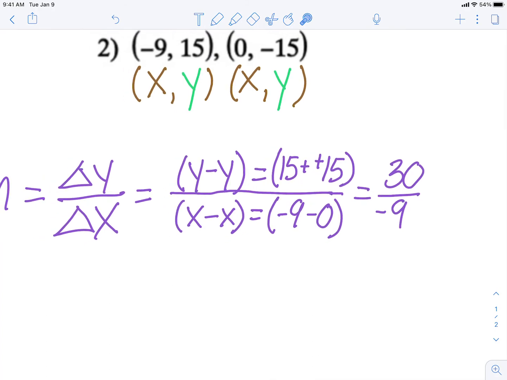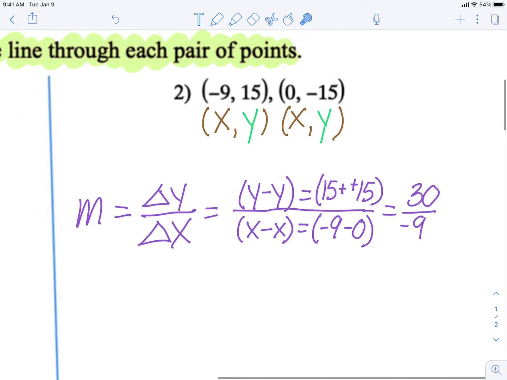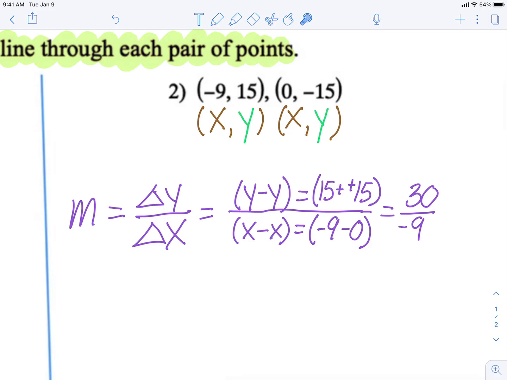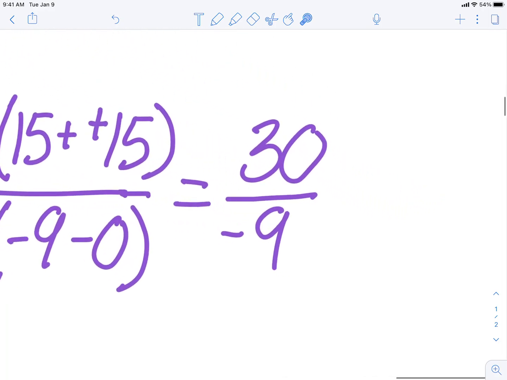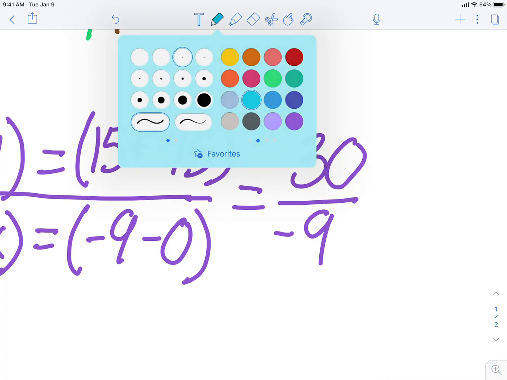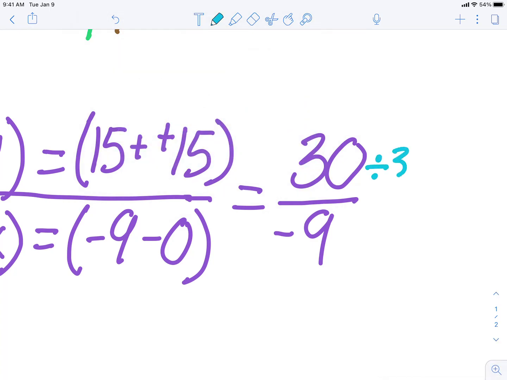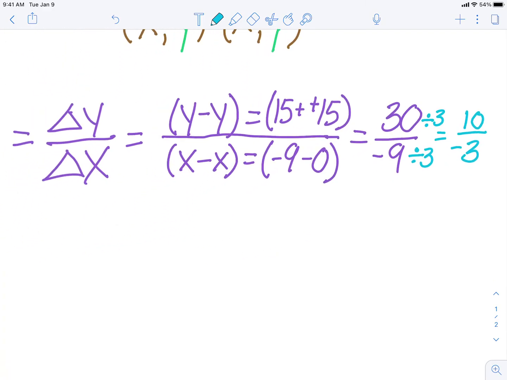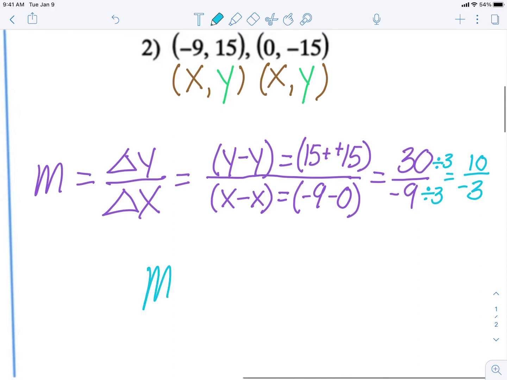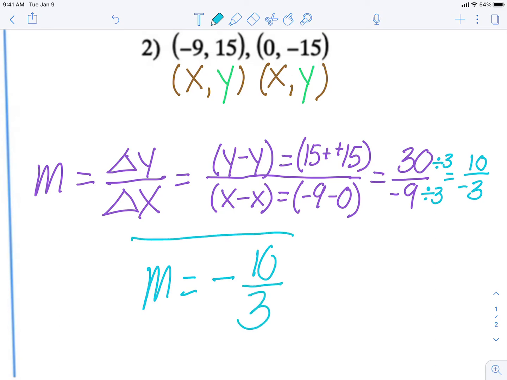Okay? So, now with this one, I notice that I can divide. I can divide them by 3. There's 30 and 9. I can divide them by 3. So let me divide them by 3. Divided by 3, I'm reducing, right? Remember? 30 divided by 3 is 10 over negative 9 divided by 3 is negative 3. So my slope for number 2, my m is equal to negative 10 over 3.